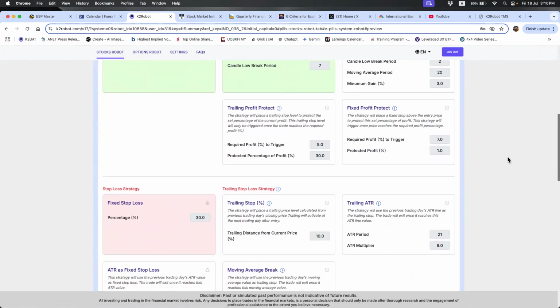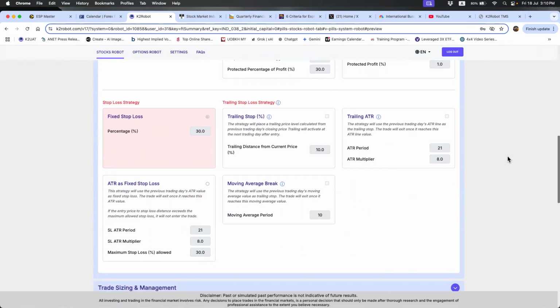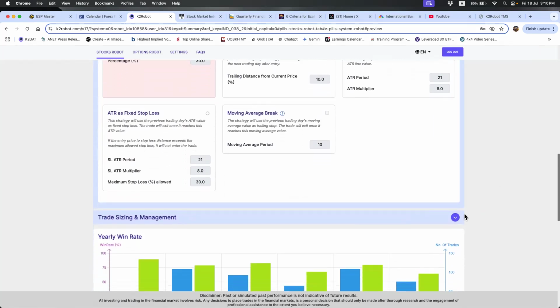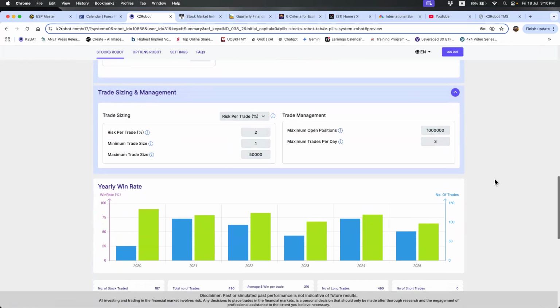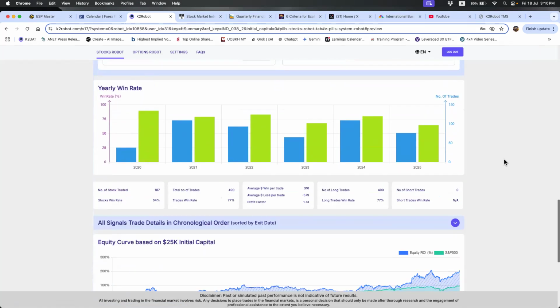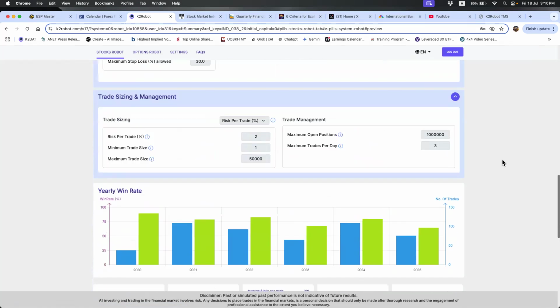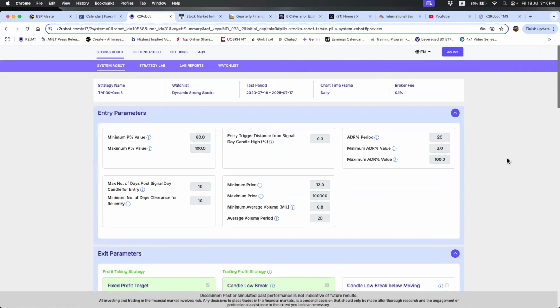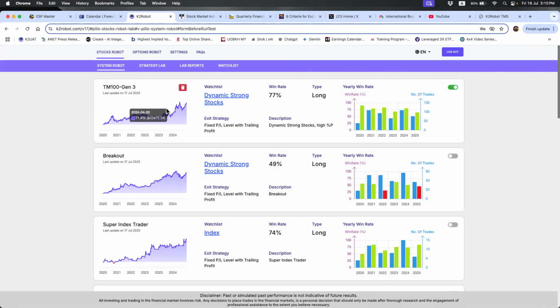And finally, your stop loss strategy. And then we have the trade sizing. Again, feel free to adjust the parameters to suit your own risk appetite. And that's all, guys. After you set it, save it and turn it on, it will start to auto trade your robot to this Gen 3 performance.